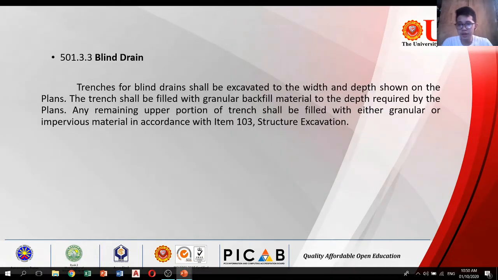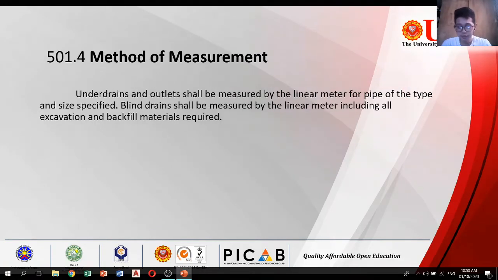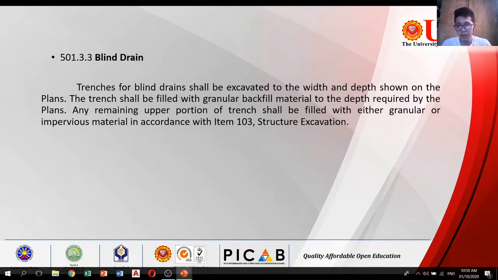Blind drain. Trenches for blind drain shall be excavated to the width and depth shown on the plans. The trench shall be filled with granular backfill material to the depth required by the plans, and any remaining upper portion of trench shall be filled with either granular or impervious material in accordance with item 103 structure excavation. Mga blind drain kay kato gyud po ng asa mga agyanan gyud sa tubig.